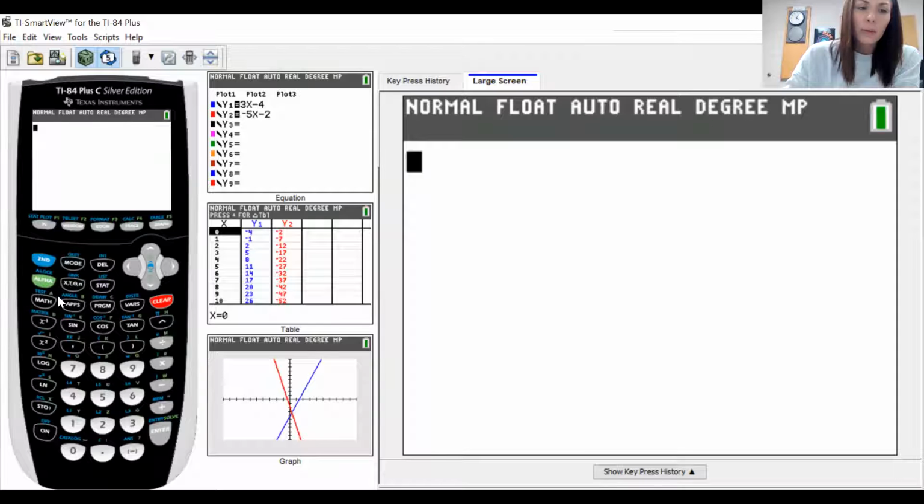We're going to use this guy, the xt theta n button, to enter in my variable. So looking at what we are going to do next. We've rewritten our equations into y equals, and all of our graphing functions are in these gray buttons at the top of my calculator.